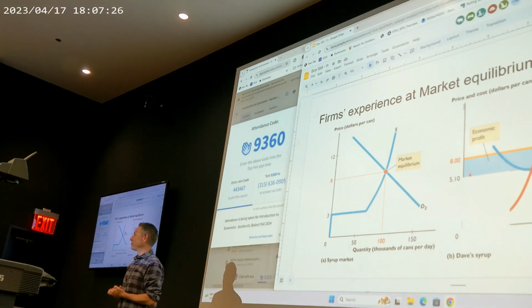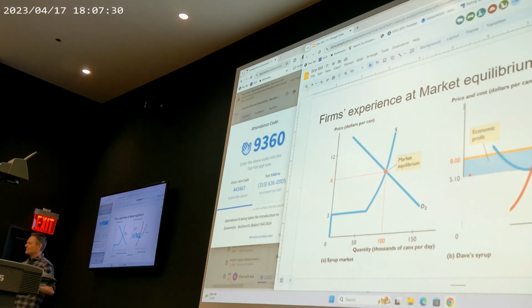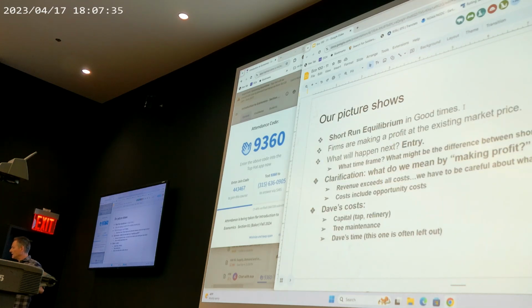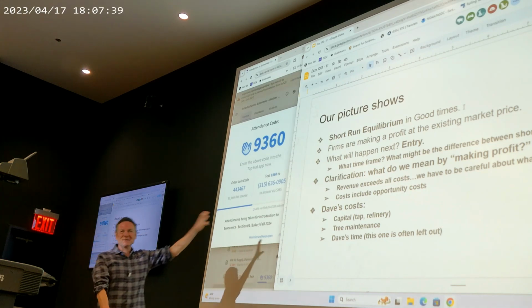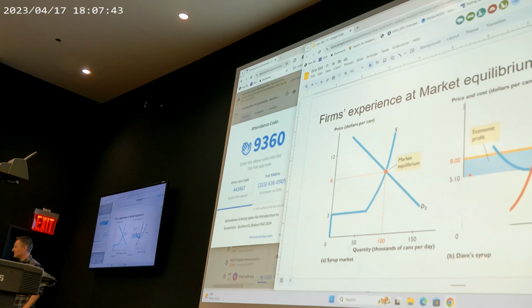And that would be the profit rectangle here. Here I've labeled it economic profit. And I don't know if I've said this before, but let's see here. All right, okay, so I'll try to keep up with my slides here. We might think about the previous picture here as a short-run equilibrium in good times, right?